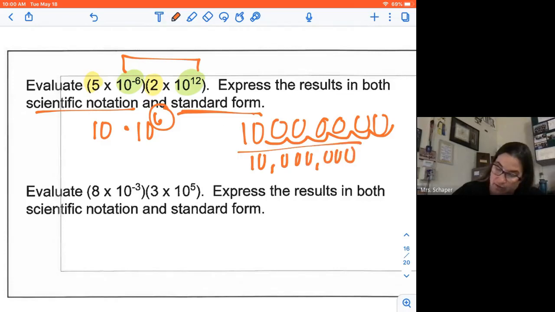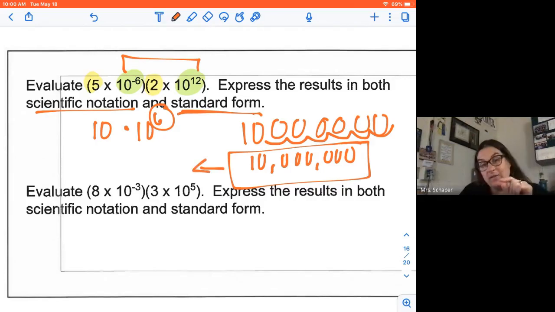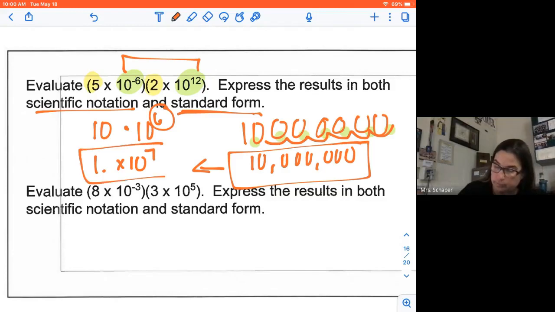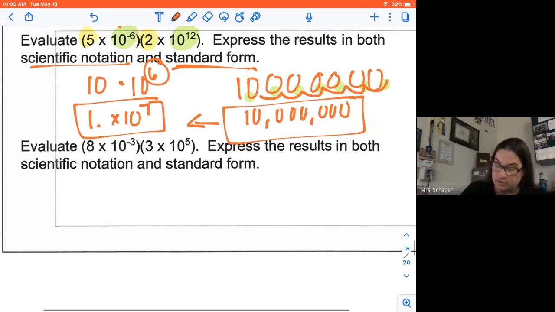That's my standard form. Now I'm going to take that and put it into scientific notation. With scientific notation, there's only one number in front of the decimal. So 1 times 10 to the 1, 2, 3, 4, 5, 6, 7. It's going to be to the 7th power. So what I have is my scientific form and my standard form. Let's go ahead and do another one.